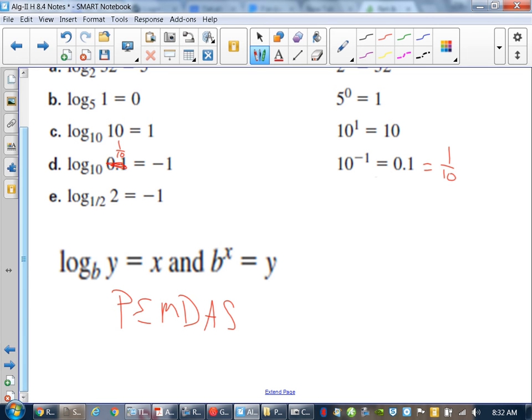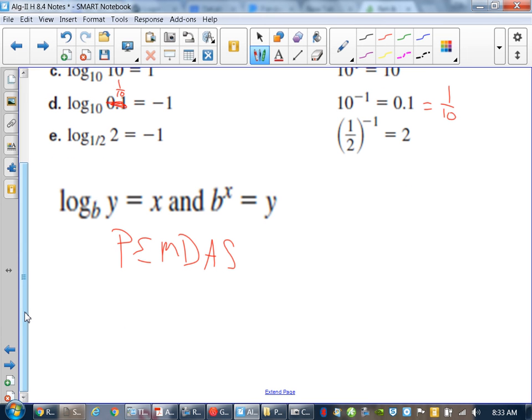And then lastly, it was 1/2 to the -1 is 2. Because then that's just your exponent rule again. 1/2 to the -1 power just means you take the reciprocal, and you get 2 over 1. And again, it just goes back and forth between log base b of y is x, and b to the x is y. That's how they go back and forth with one another.